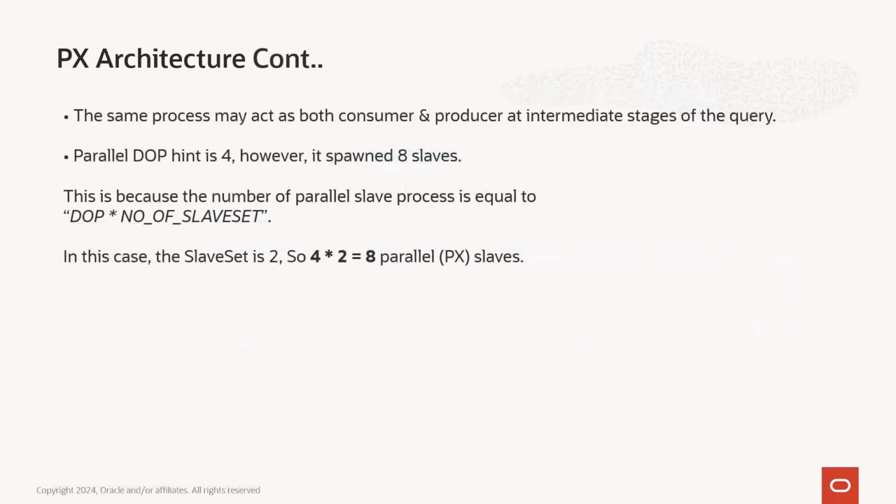In this case, the same process may act as both consumer and producer in the intermediate stages of the execution. So it will be decided by the optimizer which set will act as a consumer or producer, and how they work interchangeably internally. The parallel DOP hint is 4, so 8 slaves will be spawned, because the DOP is multiplied by 2. So 4 multiplied by 2, 8 slaves will be spawned for the query.